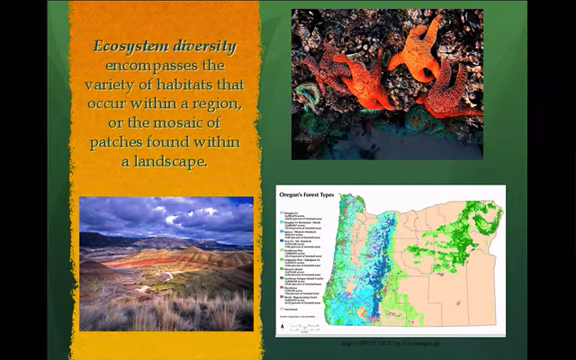And then ecosystem diversity encompasses a variety of habitats that occur within a region. So as I talked about before, you can have an ocean environment, or here are the Painted Hills, kind of the grasslands or desert area in Oregon. And this looks at all the different types of forests within Oregon. Every different type of forest yields different organisms. They have totally different communities, therefore they are totally different ecosystems.